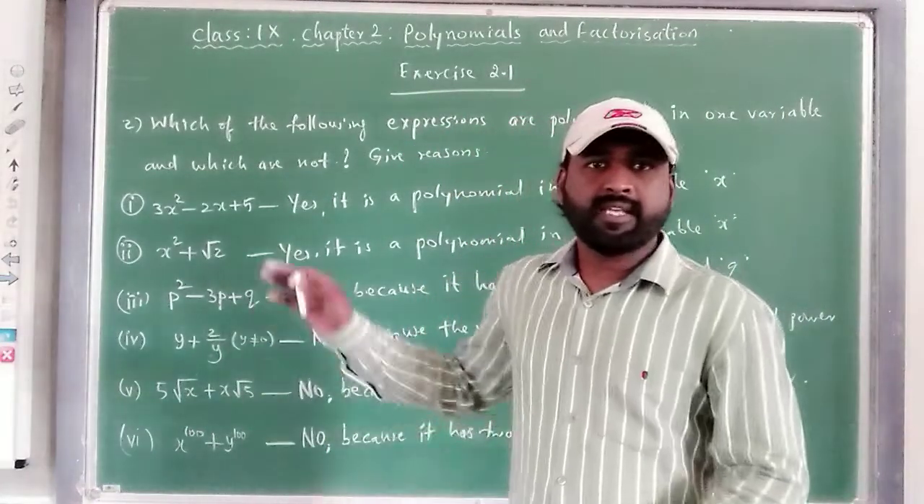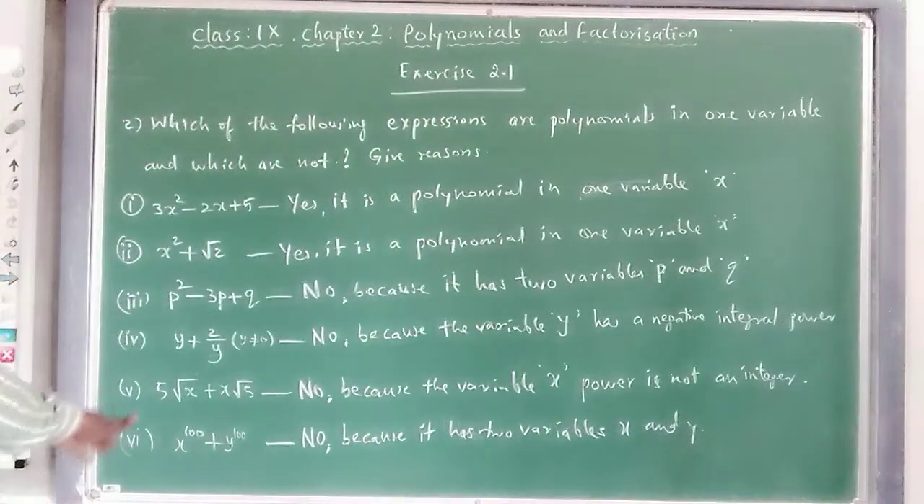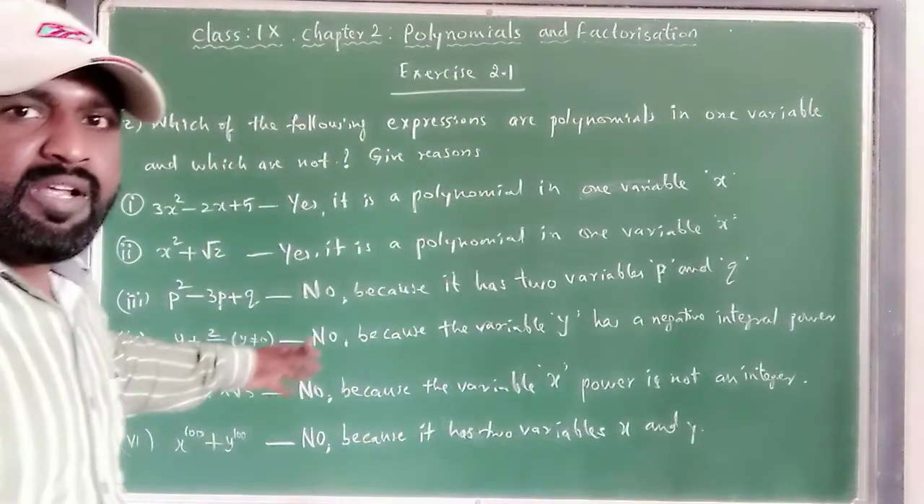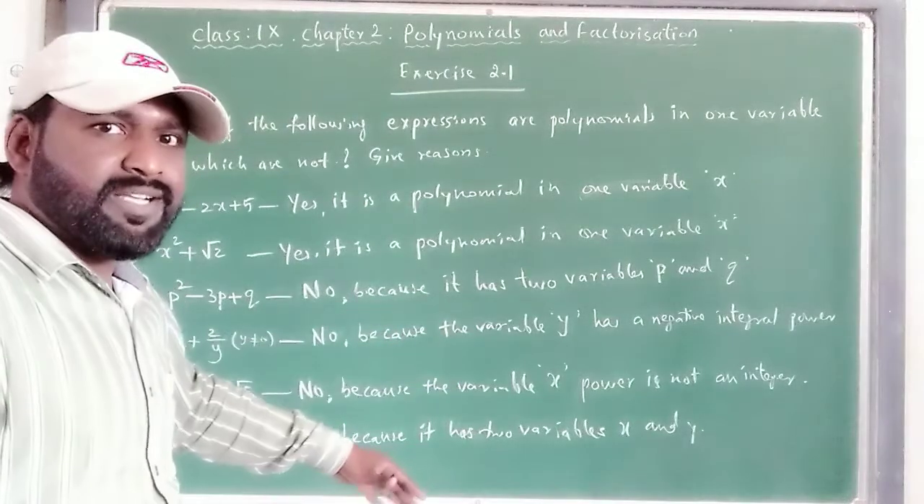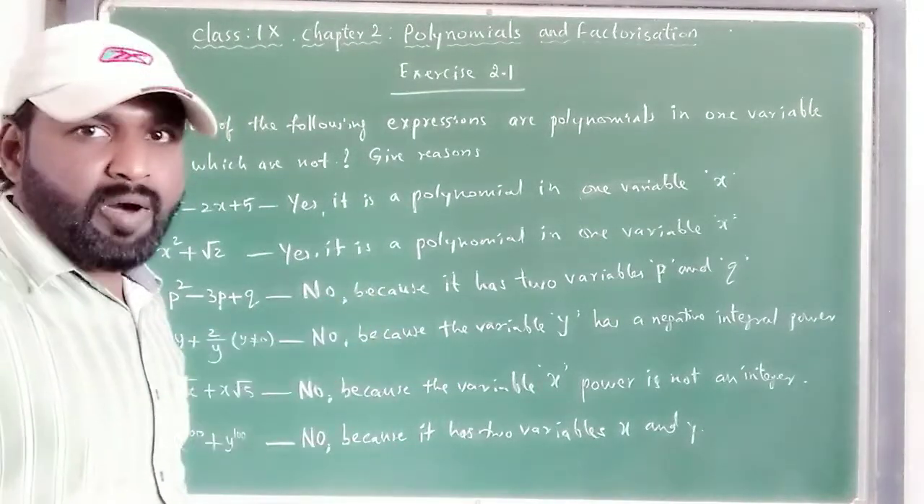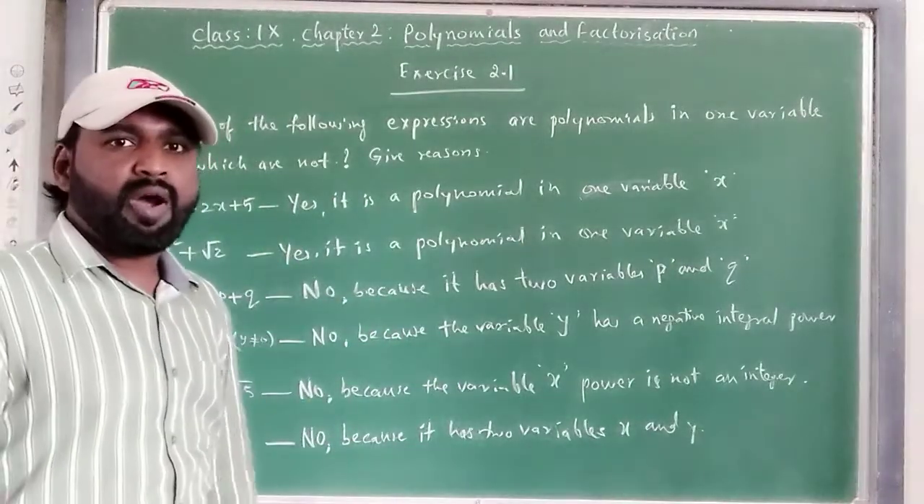So like that, in the second bit, we have identified which are the polynomials in one variable, which are not polynomials, and what are the reasons behind saying it is not a polynomial. We explained clearly. Hope you all understood.